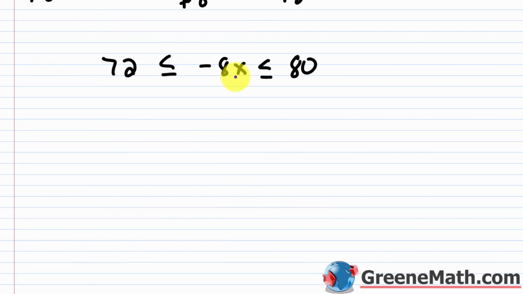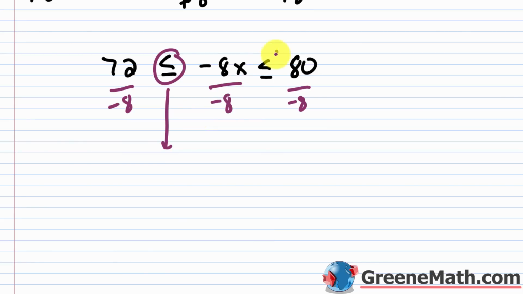All right, so what we can do now to isolate x, I have this negative 8 that's multiplying it. I'm going to divide each part by negative 8. And when we do this, remember we have to flip the direction of the inequality symbols here. So 72 divided by negative 8 would be negative 9. And then this will be a greater than or equal to. This will cancel. You'll have x. This will flip to a greater than or equal to. 80 divided by negative 8 is going to be negative 10.